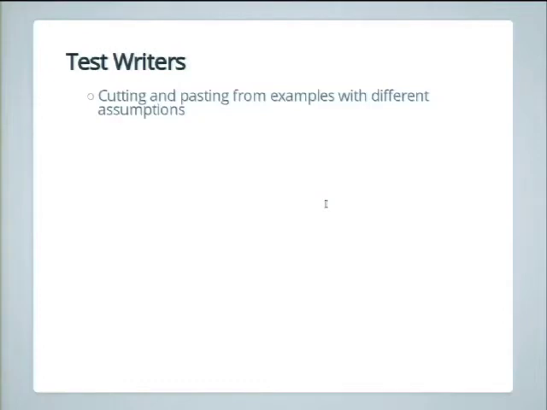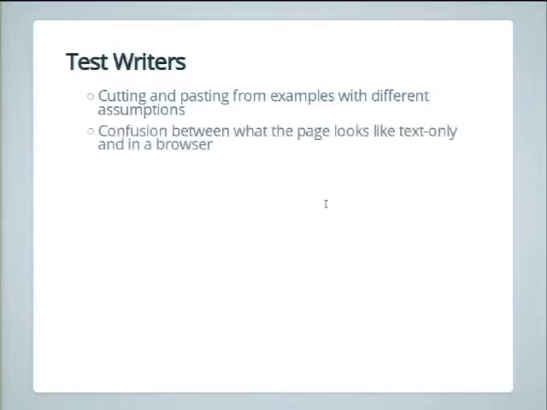So test writers fail because they cut and paste an example that has different assumptions than their website. It's like, well, I cut and pasted this from the example set. I'm like, yeah, but your system is set at your site, and that example thought you were on Wikipedia. So those things, not there. Confusion between what the page looks like text only and in a browser. So if you're following along in your browser and telling the test what to do and running it headlessly, there's often a difference at that point.